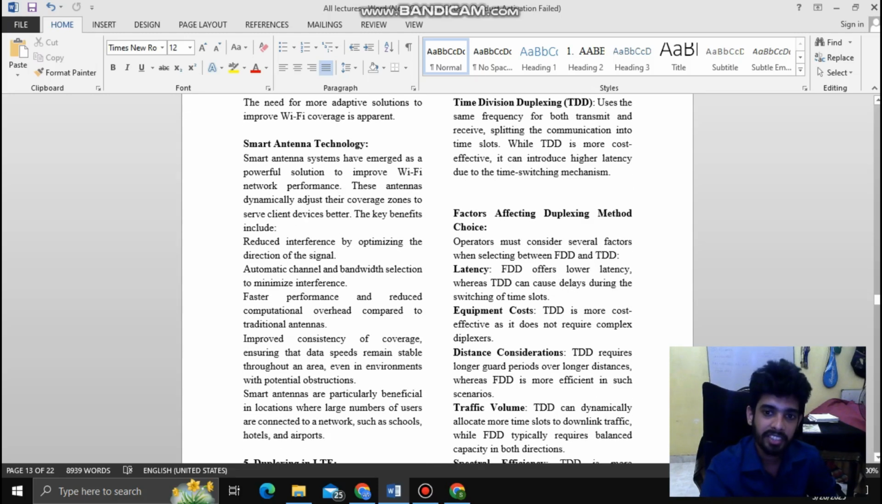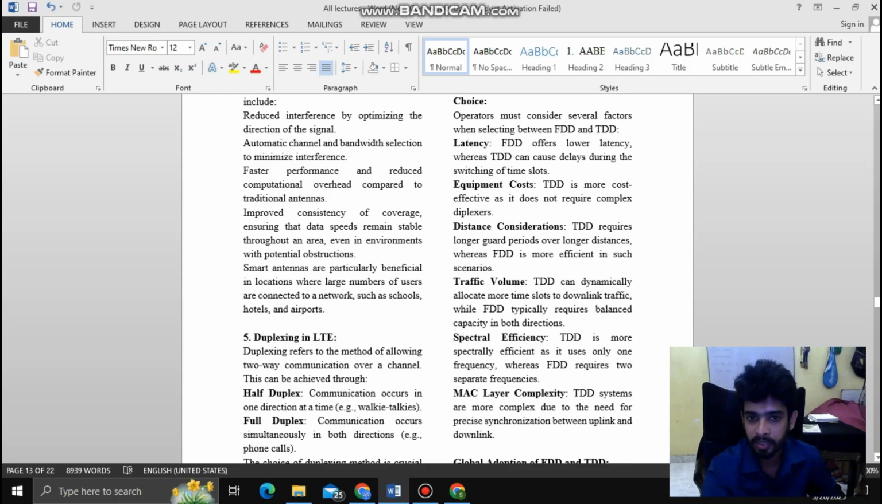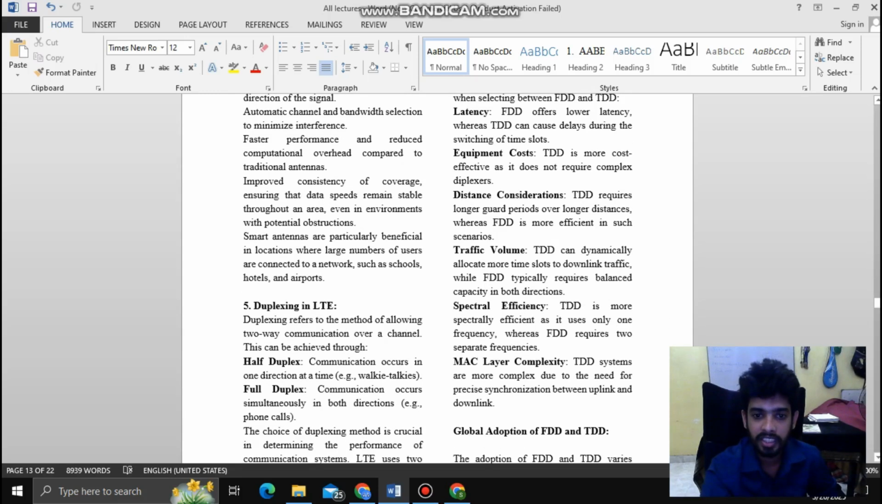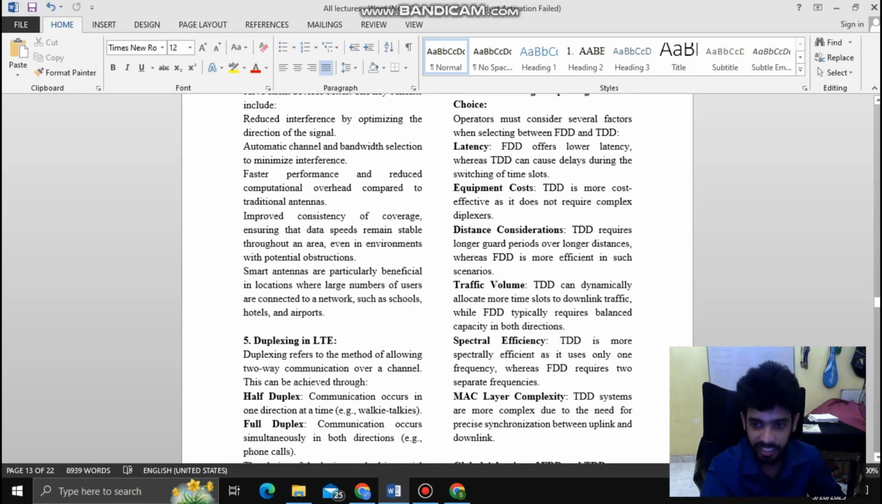Then some factors affecting duplexing are latency, equipment cost, distance consideration, and traffic volume. These are some factors affecting the duplex.